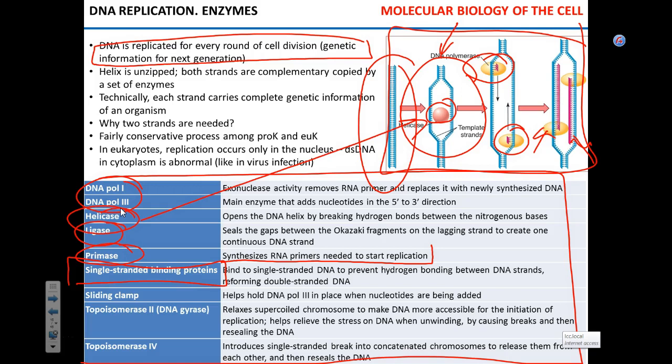The special protein called, I like the name, sliding clamp, holds DNA polymerase in place, not letting it fall off the replication fork. Finally, think about this. You have a double-strand DNA, which is shaped like a helix.